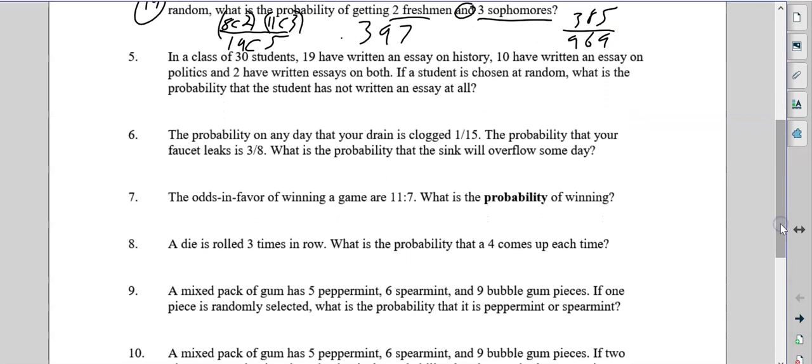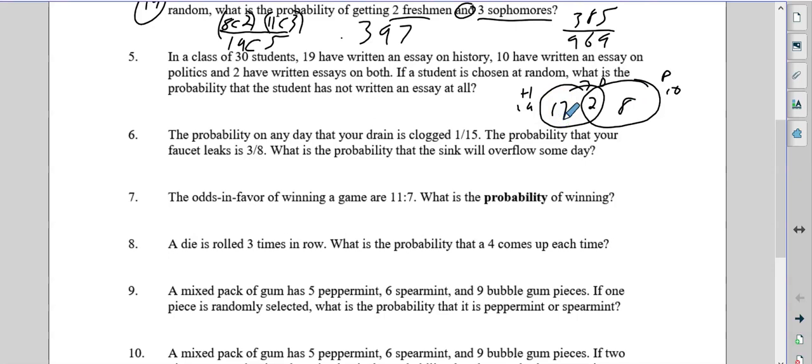Number 5, in a class of 30 students, 19 have written an essay on history, 10 on politics, and 2 on both. So this is a Venn diagram problem, right? So we know we have 30 total. Putting history over here and politics over here. History, we know there's 19. Politics, we know there's 10. And we know there's an overlap of 2. So 10 minus 2 is 8. 19 minus 2 is 17. And if we add those up, we get 27, which leaves 3 doing neither.